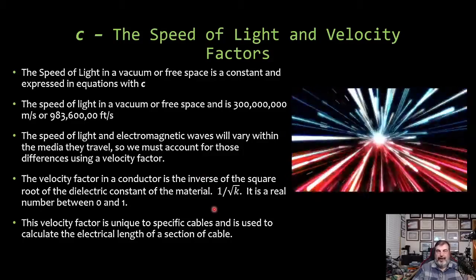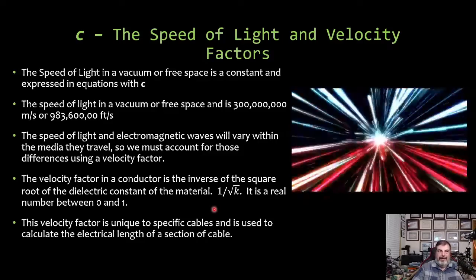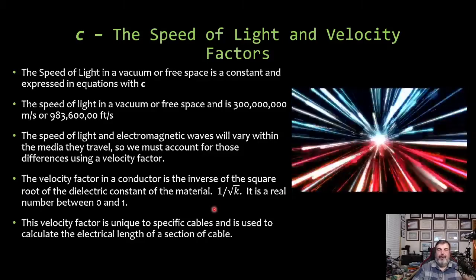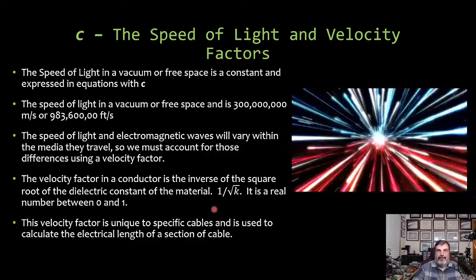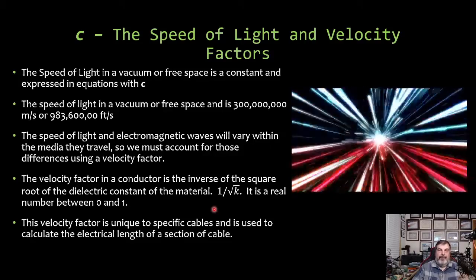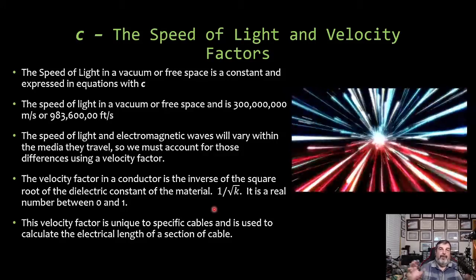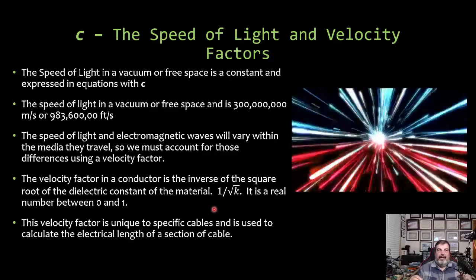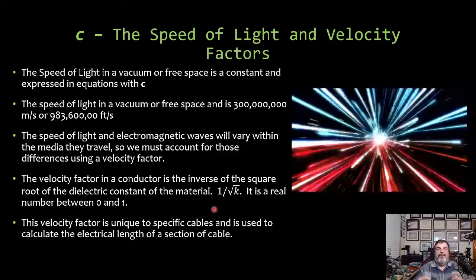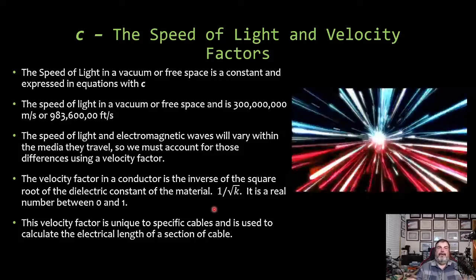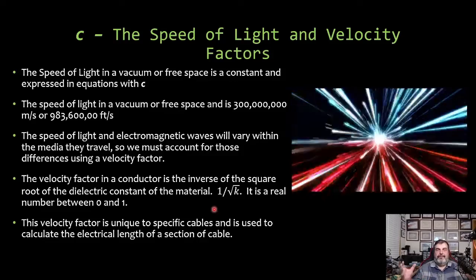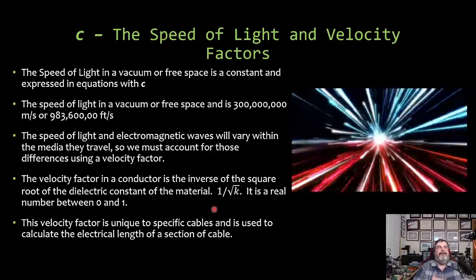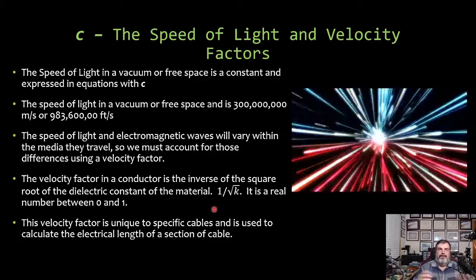And that percentage, or the velocity factor, is 1 divided by the square root of K, which is that dielectric constant. It's always a real number, so it's always between 0 and 1 because it's a percentage. If you have a velocity factor of 1, that means you're in free space or vacuum. If you have a velocity factor of 0, you're in a black hole and not a good place to be. So anyways, just know it's between 0 and 1.